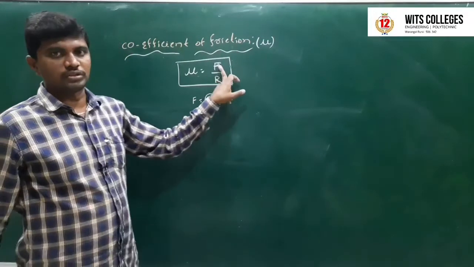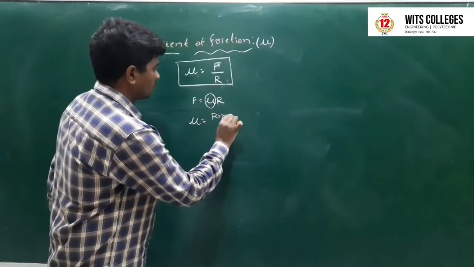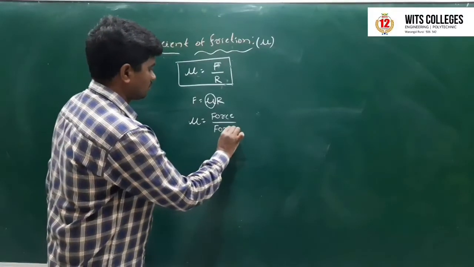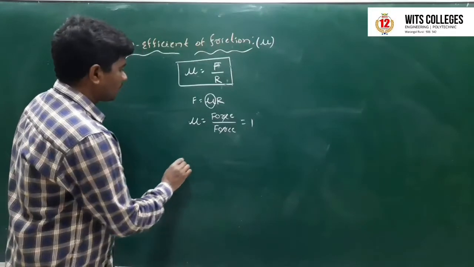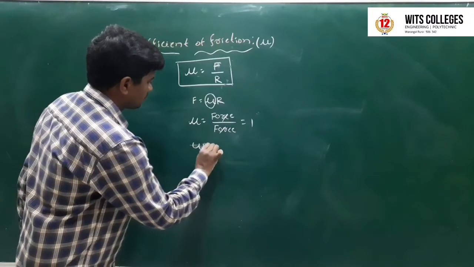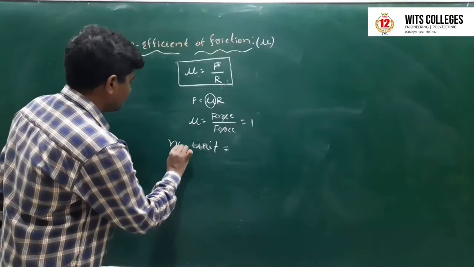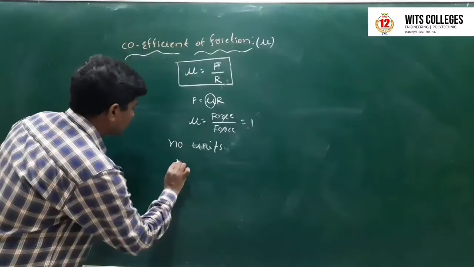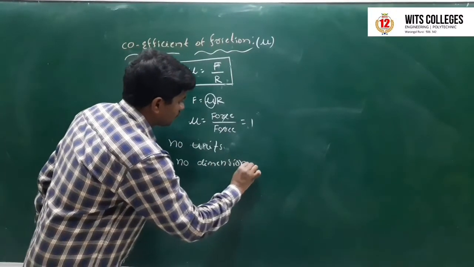Frictional force is a force, and normal reaction is a force. Force cancels force, giving 1. So there are no units of the coefficient of friction, and there is no dimensional formula.